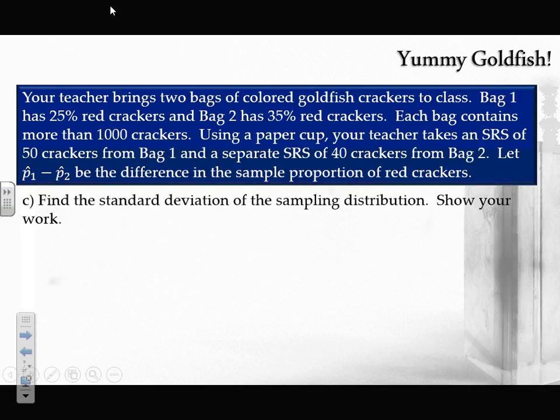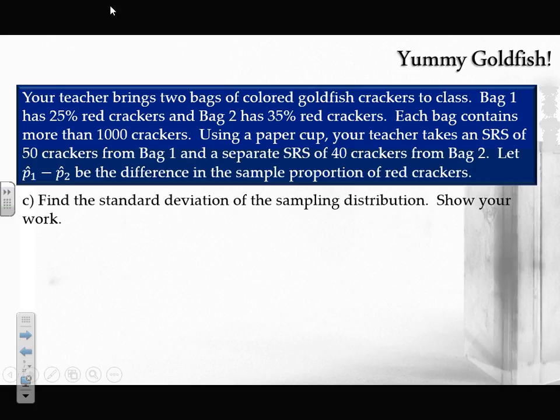Then the last part is calculating standard deviation. So if I want to find the standard deviation for the sampling distribution, what condition do I have to check first? 10%. So sample 1 was 50. Is 50 less than 10% of 1,000? Yeah, if I take 50 times 10, that'd be 500 crackers. 1,000 is above that, so we're less than 10%. Or we could actually do 50 divided by 1,000. It's going to be less than 10%. And then we have 40, which is definitely going to be less than 10% of 1,000.